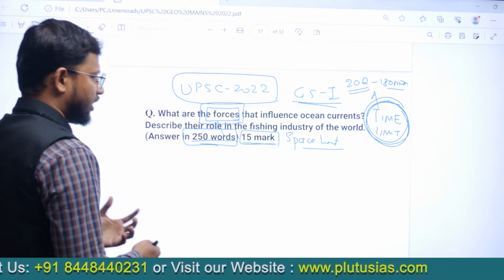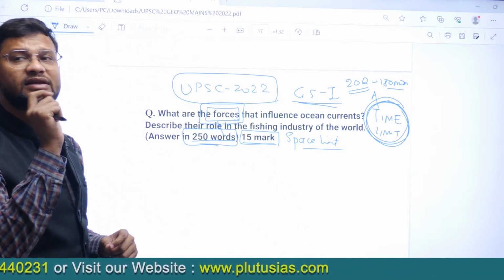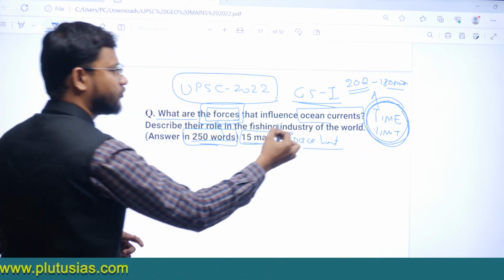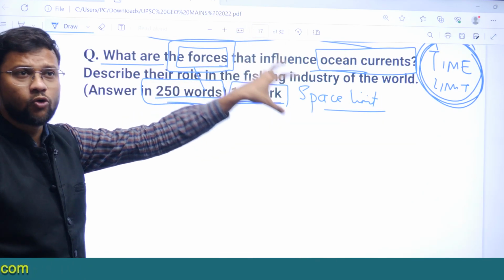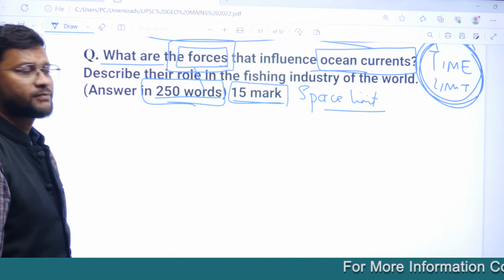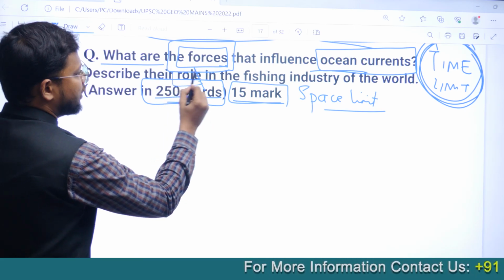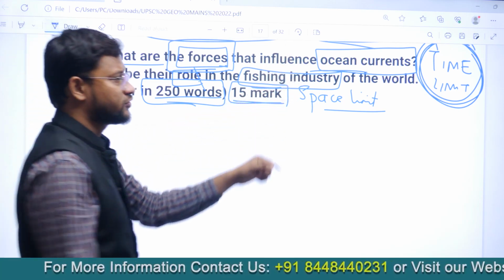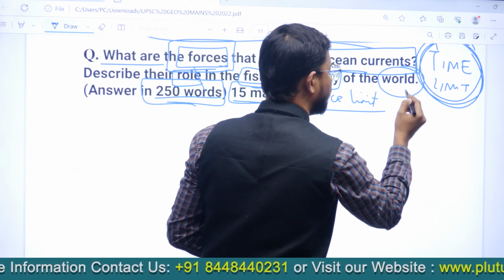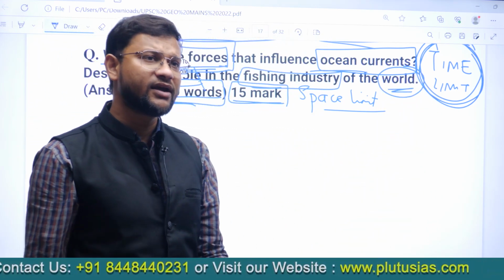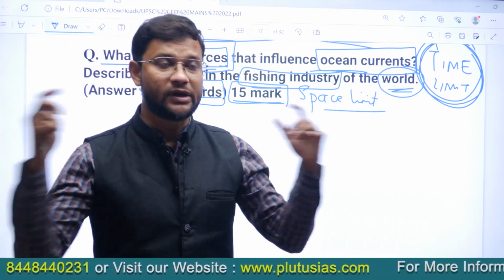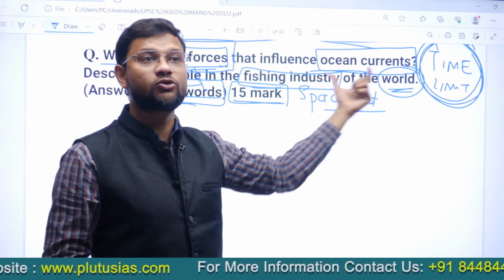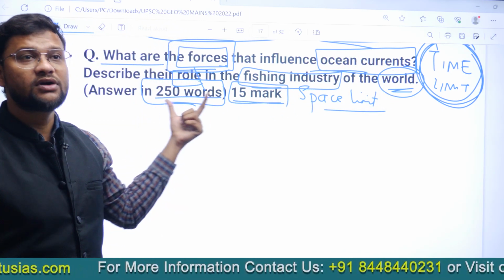So the first step, as I told you, is to highlight the keywords. What are the forces that influence ocean currents? The keyword for us is ocean currents; the core of the question is ocean currents. Describe their role in the fishing industry of the world. It's not about India. Don't misread it, it's about the world. So we don't have to do it only for India, but the world as a whole. For that you need respective examples, because the question is for 250 words, 15 marks.